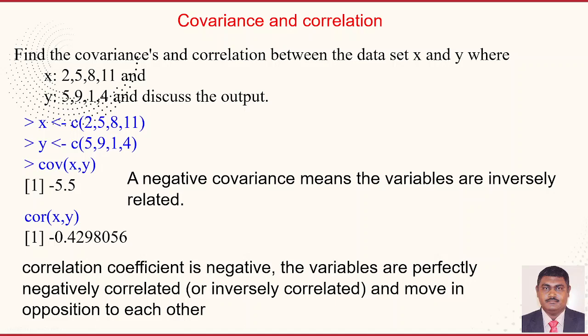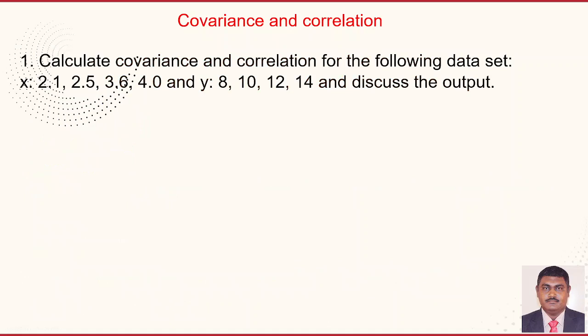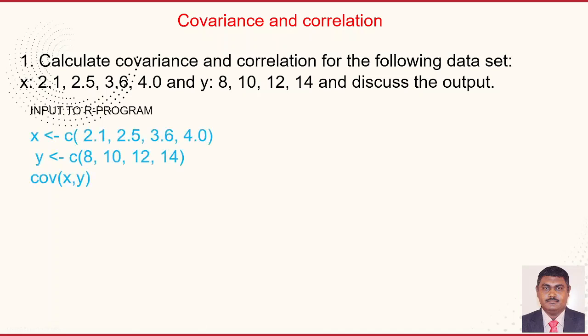Likewise, you can solve problems and find the covariance and correlations. Now let us see some problems. Calculate covariance and correlation for the following data set. X is 2.1, 2.5, 3.6, 4, and y is 8, 10, 12, 14, and discuss the output. Now let us see the input to R programming. The input is x is c(2.1, 2.5, 3.6, 4), and y is c(8, 10, 12, 14).